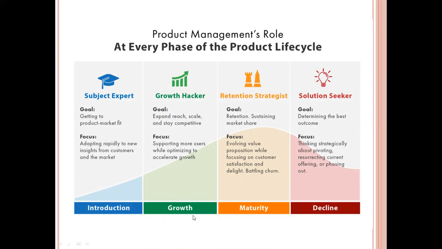For the growth stage, companies must try to demonstrate the product's benefits and value to persuade customers to buy it versus competing products. Some products never experience growth. The growth stage is characterized by increasing sales, more competitors, and higher profits.